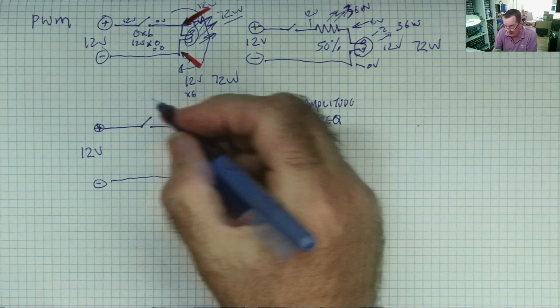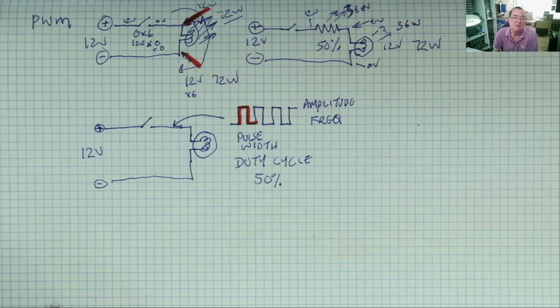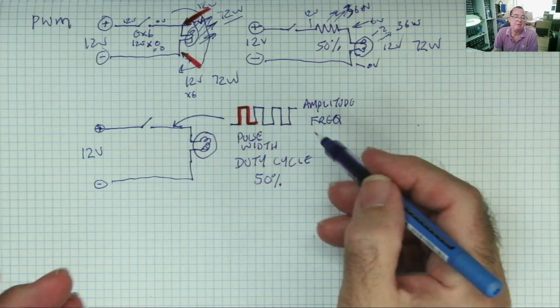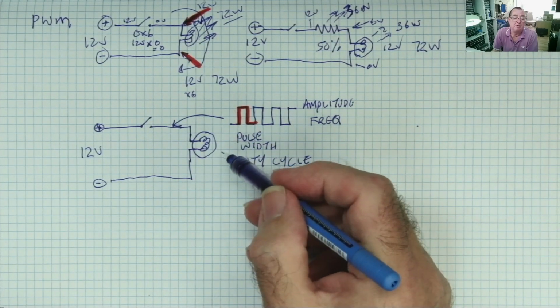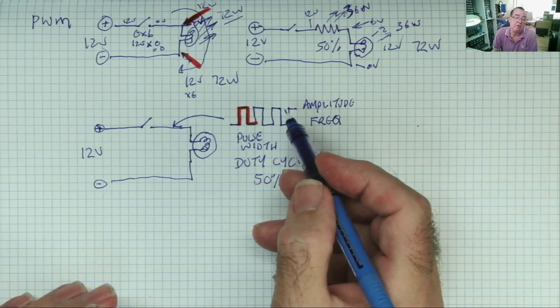So we can put some sort of motor on here or some sort of electronic circuit, even better. We can switch this on and off very rapidly. The light bulb will now light up at half the brightness because it's on half the time and off the other half of the time.